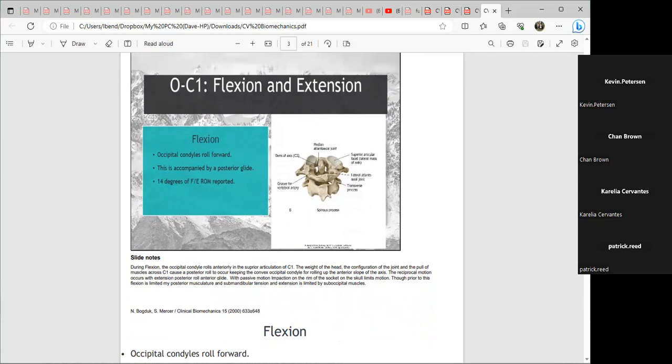We'll talk about the occipital condyles. When I do flexion, they roll forward. They're going to do this motion, but it's also the posterior glide. If you can think about that as the occiput rolls forward, there's a posterior glide which we're checking. And again, for doing the protrusion test and coming back in, that's where we're inducing it. Let's talk about roughly 14 degrees in the literature, flexion and extension motion at this joint.